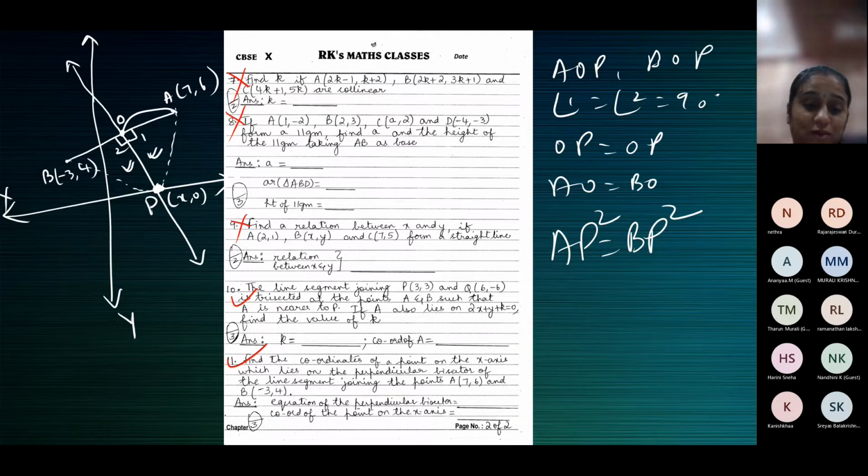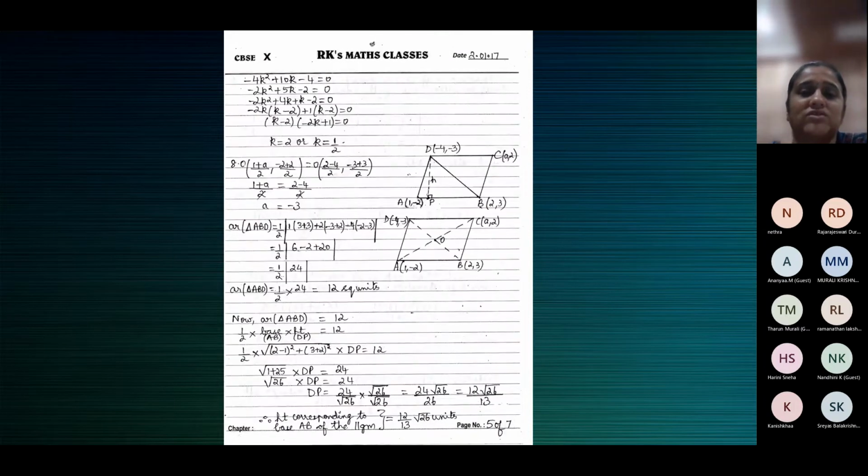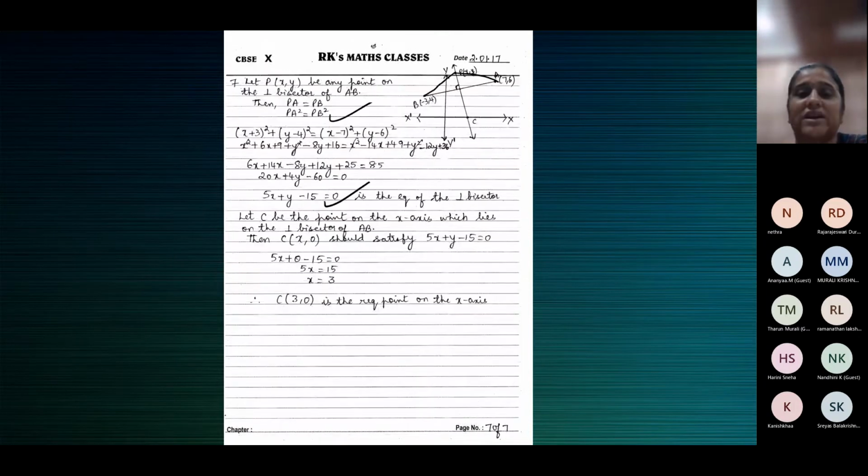And the coordinates. Oh my goodness, I'm so sorry. Equation of the perpendicular bisector we have to get. I'm so sorry, children. So for that, you have to take a random point. To find the equation of the perpendicular bisector, you have to take a random point on the perpendicular bisector. So take a point P.